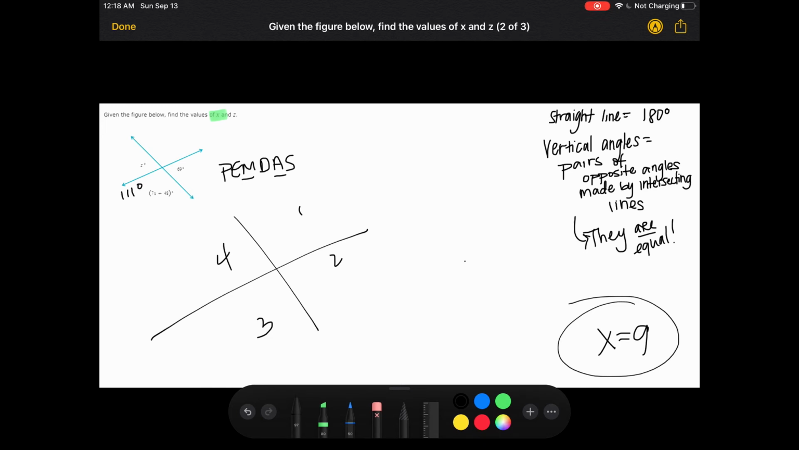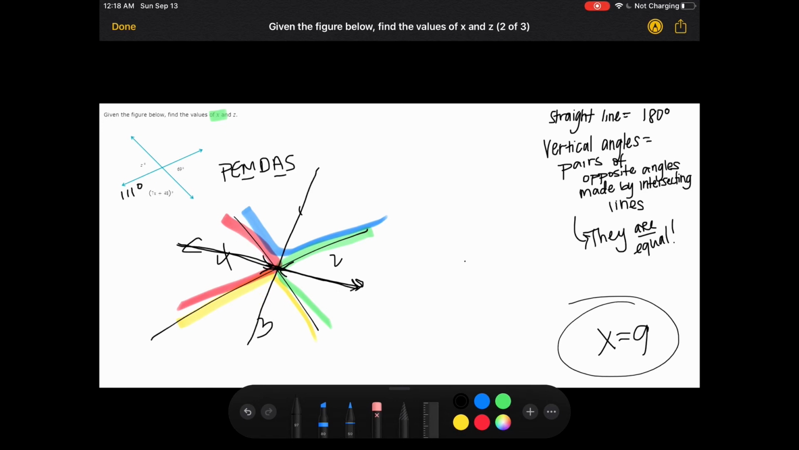Okay. Opposite angles are angles that touch. So if that's an angle and that's an angle, they touch right there. Also, another way to think about it is if I can draw a straight line through it, those are opposite angles. So let me highlight for you: 2, 3, 4, and 1. Okay. So angles 2 and 4, I draw a straight line through that. Those are opposite angles. Okay.